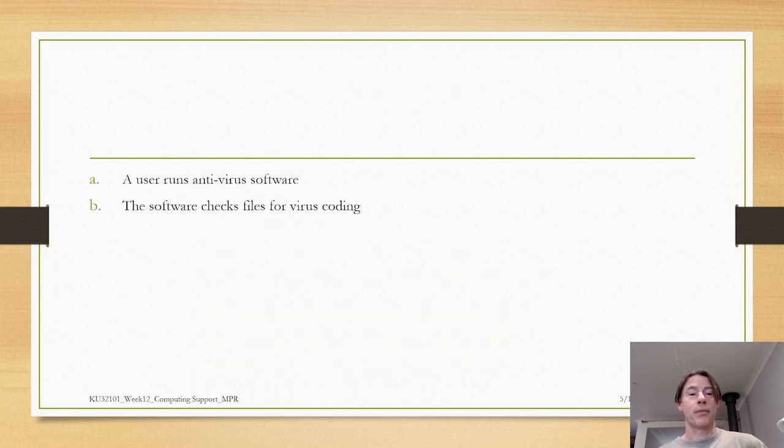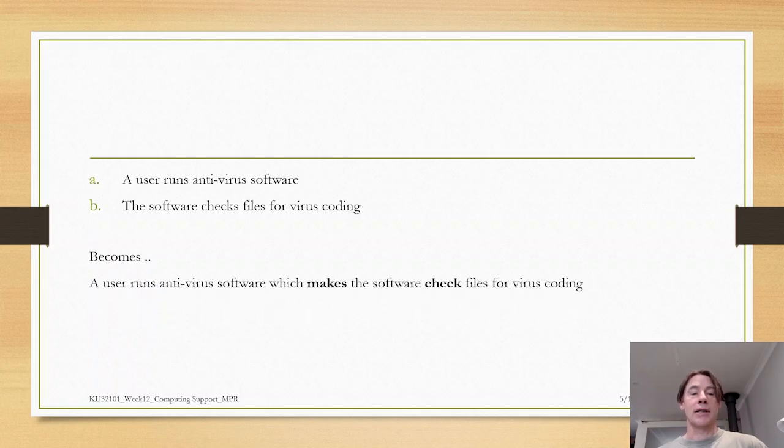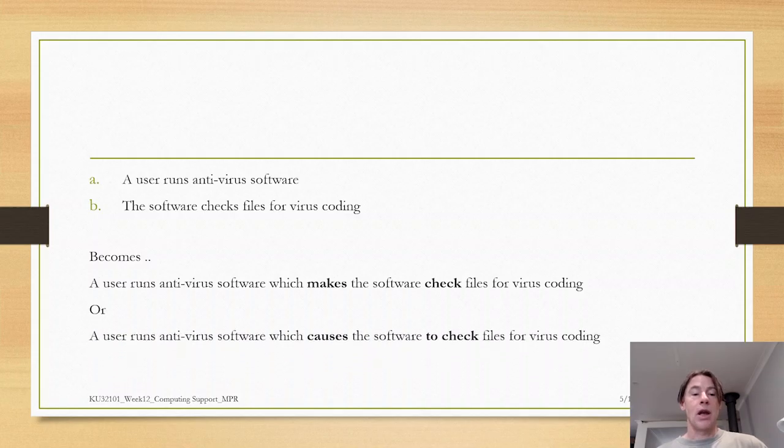So you can see a user runs antivirus software and the software checks files for virus coding. When we link this together as cause and effect, it becomes a user runs antivirus software which makes the software check files for virus coding. Or we can express it as a user runs antivirus software which causes the software to check files for virus coding.